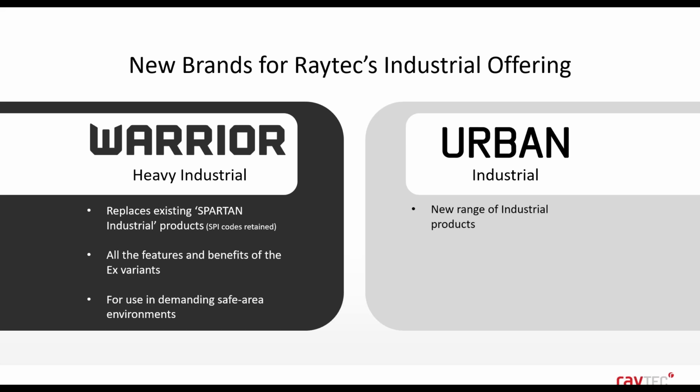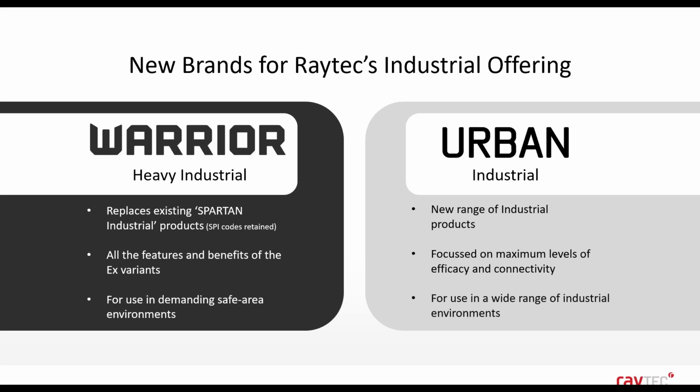And Urban will become our brand for standard industrial products, as I mentioned, and this will be an entirely new range. So Urban products will be more focused on the commercial industrial sectors, ideal for applications such as non-EX storage areas and production facilities, and the range will lead the way for Raytec's offering in terms of controls, connectivity, and efficiency. More information will be available on these new Urban Linear variants, like I said, in the coming weeks, but the Warrior ones you can find, as I said, on the website right now.